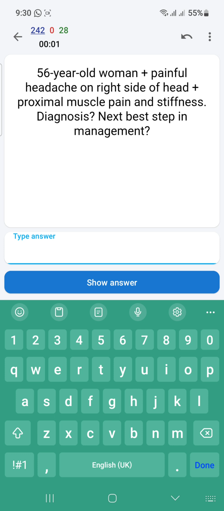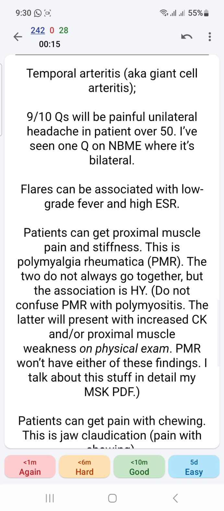We see a 56-year-old woman plus painful headache on the right side of the head and proximal muscle pain and stiffness. Diagnosis, next best step in management. Some sort of arteritis maybe. Temporal arteritis, also known as giant cell arteritis. 9 out of 10 questions will be a painful, unilateral headache in a patient over 50.